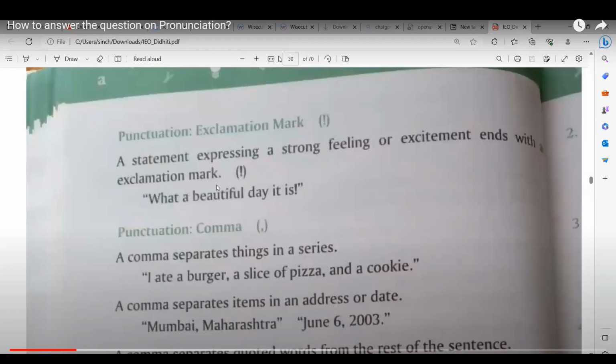Yes, ma'am. Tell me, Ashmita. In the park, I had ridden the swing and the jumping rides. Swing and the jumping rides. So where will you put the comma, beta? Ma'am, swing, jumping rides. Very good. Between swing and jumping rides.